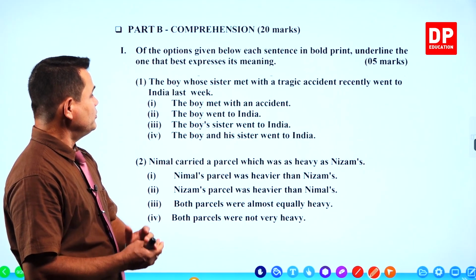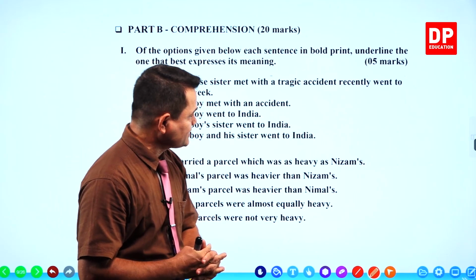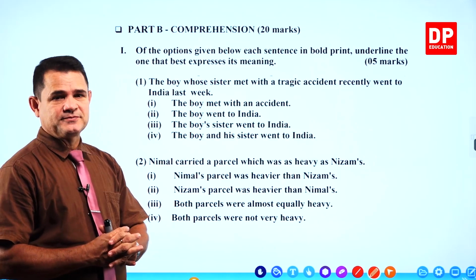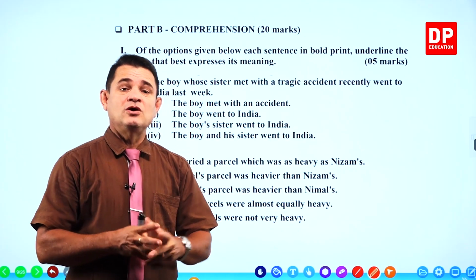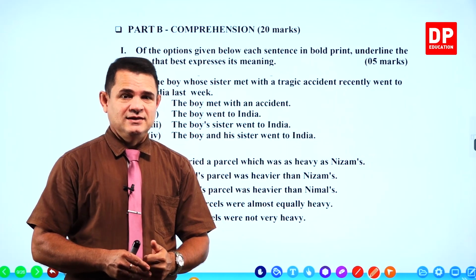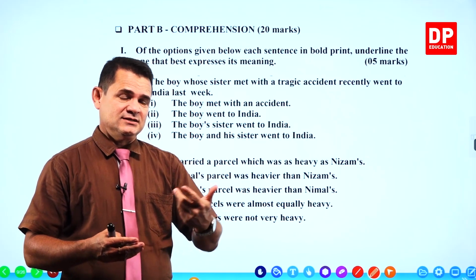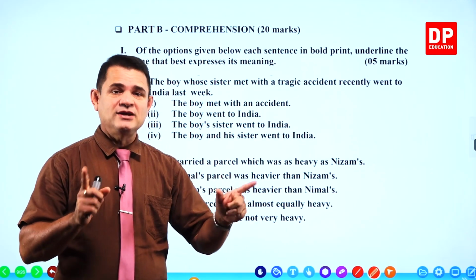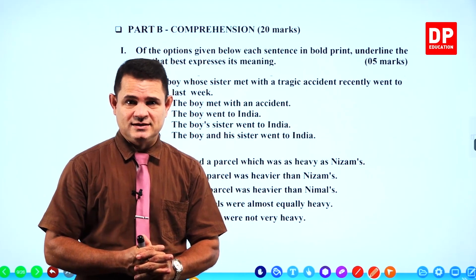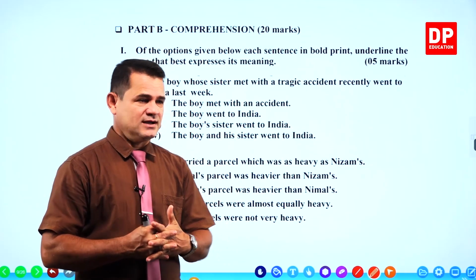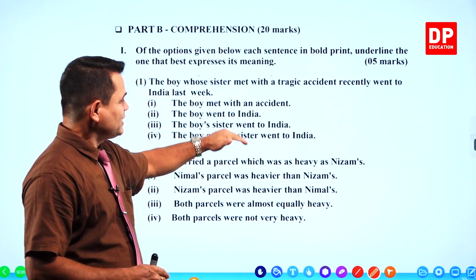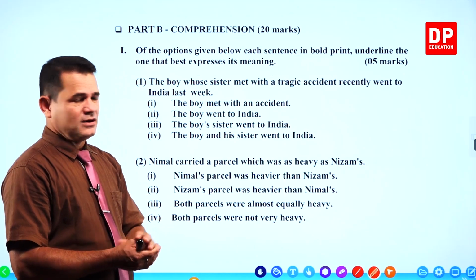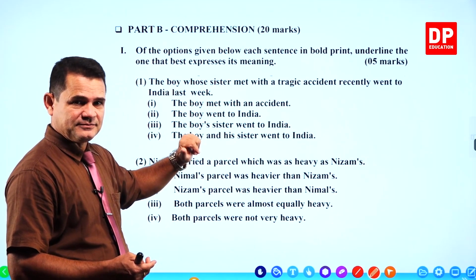The boy whose sister met with a tragic accident recently went to India last week. Now you get a long sentence like this, different sentence patterns, right? With the sentence patterns filling in it. What you have to do is read that sentence and get at the meaning of it. ඒකේ නිවැරදි තේරුම හරියට අවබෝධ කරගත්තොත් මේ හතරෙන් කොයිකෙන්ද මෙතනින් කියවන අදහස කියවෙන්නේ කියන එක හරියට තේරුම් ගන්න පුළුවන්. Now can you understand that sentence?